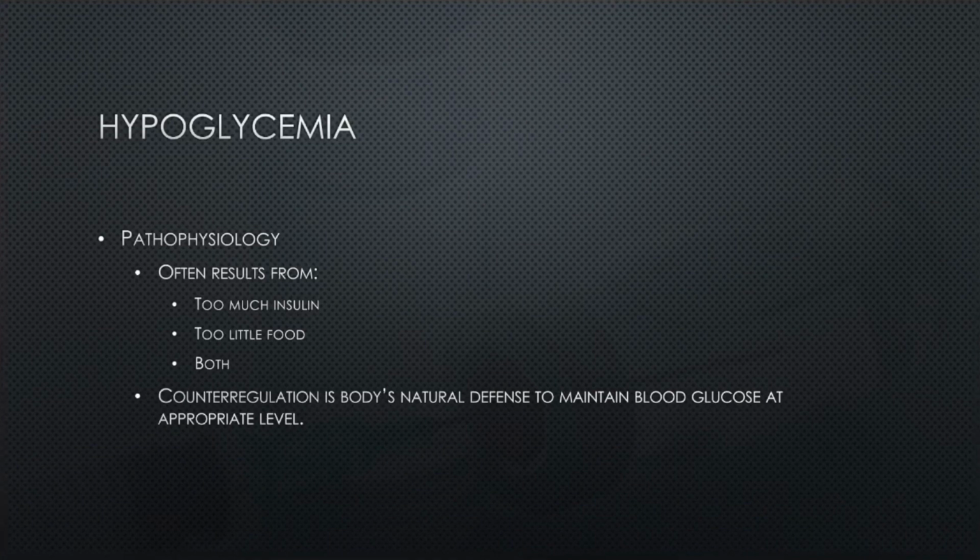Hypoglycemia often results from too much insulin, too little food, or both. A combination of both is very common. The central nervous system tissue depends on glucose for energy, and counter-regulation is the body's natural defensive ability to maintain blood glucose at an appropriate level.